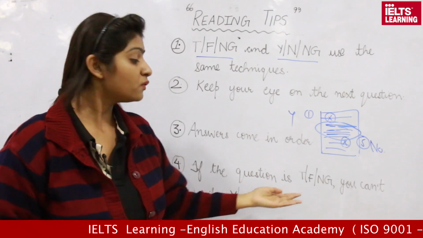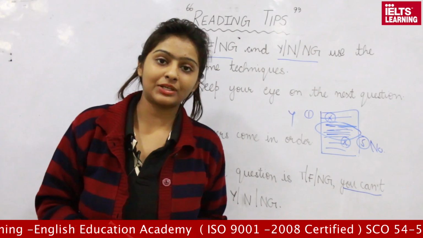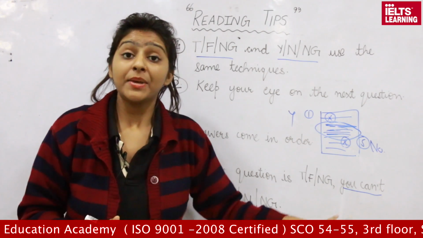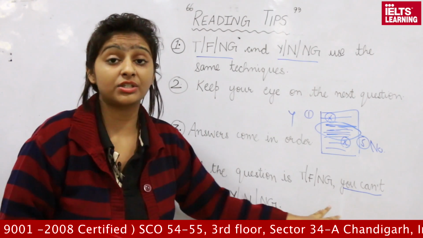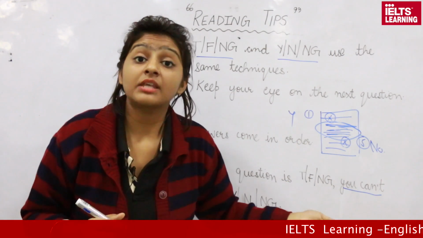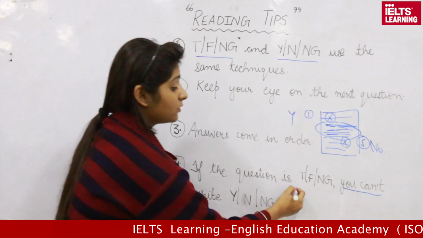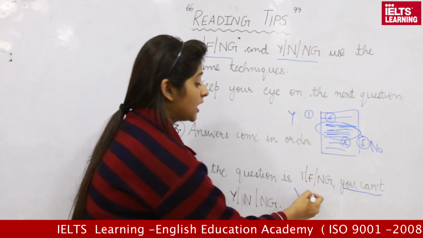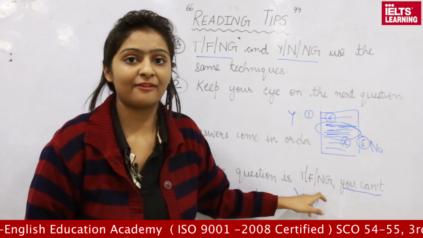If the question is true false not given, you can't write yes no not given. Let's paraphrase the tip written over here. That means read the instructions carefully. If it is true false not given, you can't write yes for true, you can't write no for false. So please read the instructions carefully.